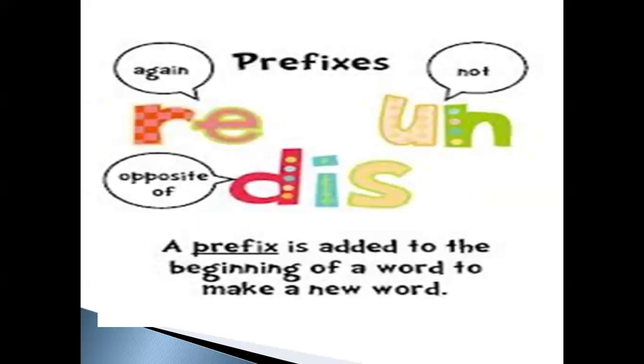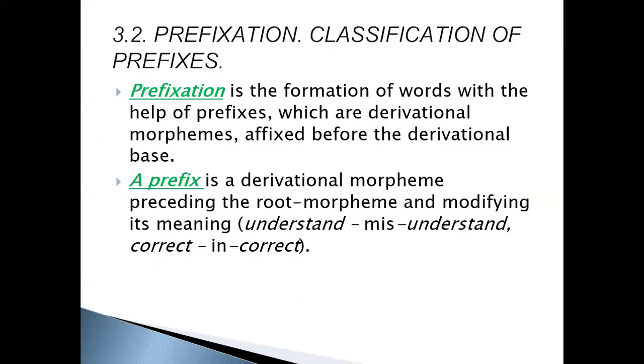Prefixes. A prefix is added to the beginning of a word to make a new word. Prefixation is the formation of words with the help of prefixes, which are derivational morphemes affixed before the derivational base. A prefix is a derivational morpheme preceding the root morpheme and modifying its meaning. For example, understand, misunderstand; correct, incorrect.